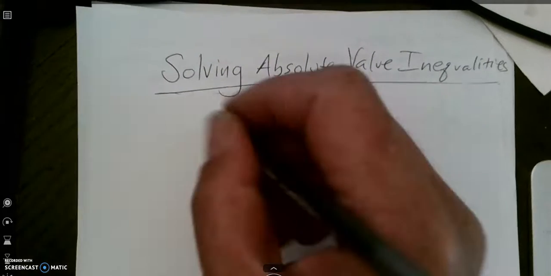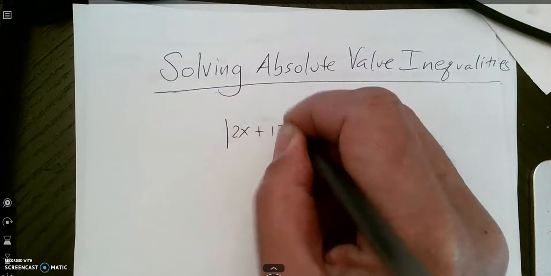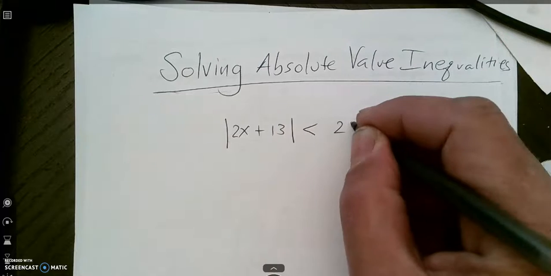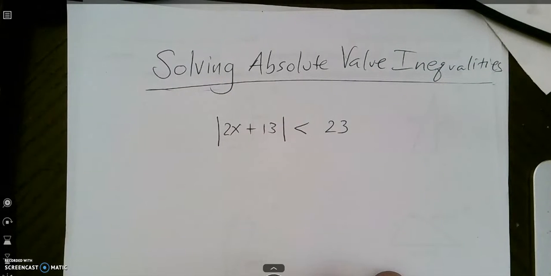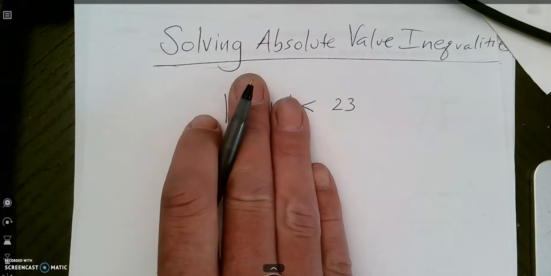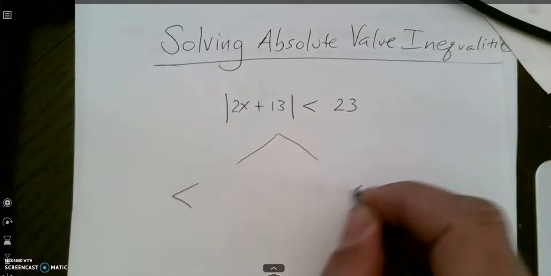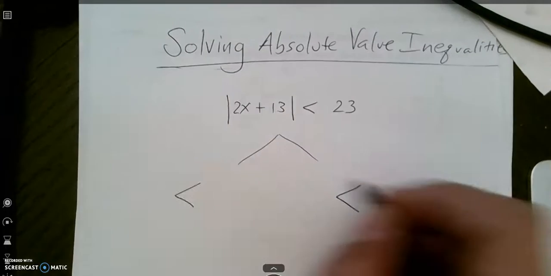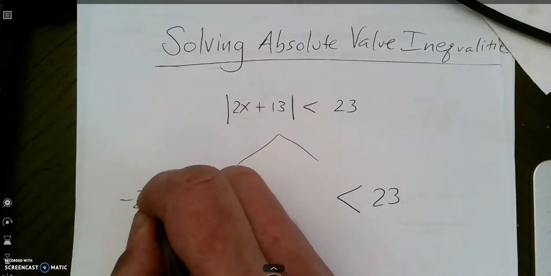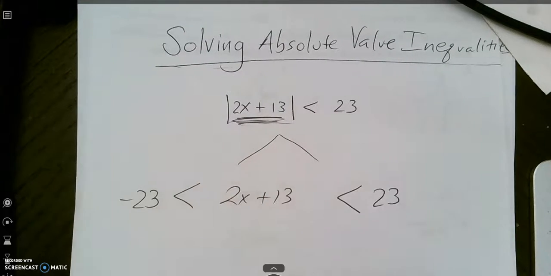So same sort of idea, but now let's say we had, instead of just x, we had 2x plus 13. And we're going to say this is less than 23. Okay, so ignoring this, if this was just x, we'd be looking at a double inequality. If it's less than, you're between two values. You're between 23 and negative 23. And it doesn't matter what else is in here, you're going to put that right here. So it's just like before, but it's got one more step. So how are you going to solve this?